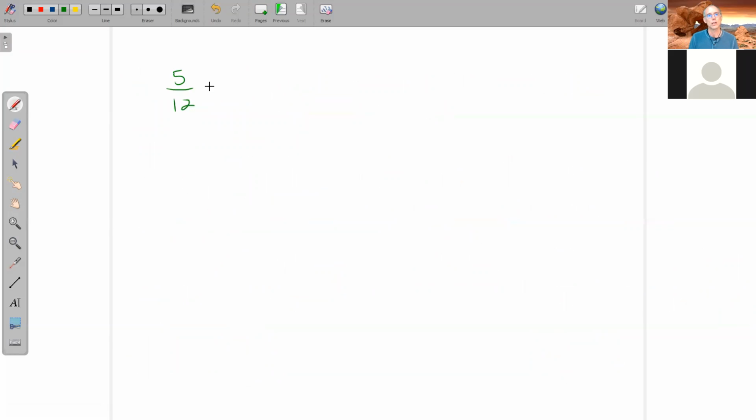Let's take 5/12 plus 1/2 times 1/3 minus 1/4. All right, what should we do first here? Parentheses. Definitely parentheses. So that means we've got to figure out what's going on in here.